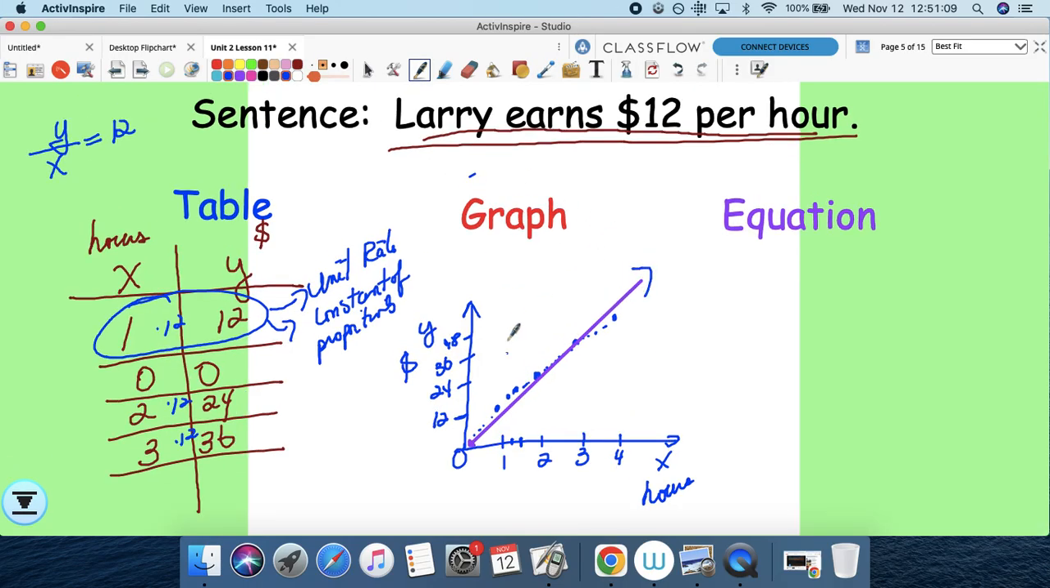Where's my unit rate? Right here. This is my unit rate, the ordered pair 1, 12. 1 hour I work, I make 12 bucks. This is my unit rate. 12 is also my constant of proportionality.